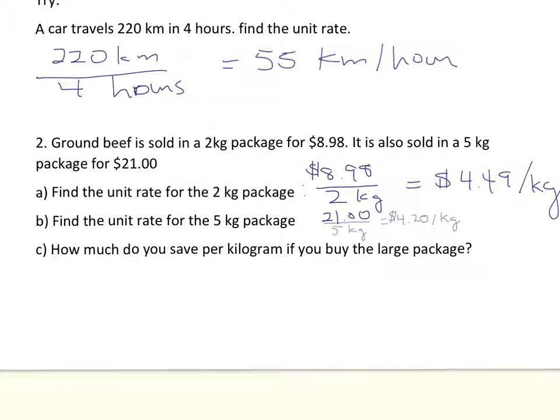Okay, and then the last step is how much do you save per kilogram if you buy the large package? Well, we can just look at the two values per kilogram and we can subtract, and we can say that we save 29 cents per kilogram. Okay, so we're saving 29 cents per kilogram if we buy the large package. And that is the end of that lesson.